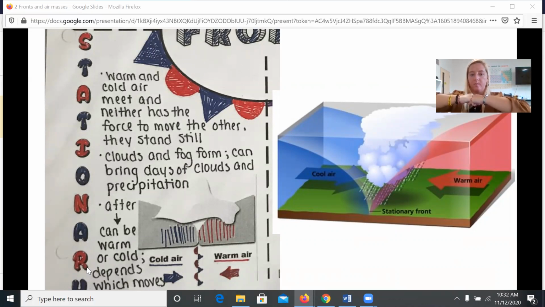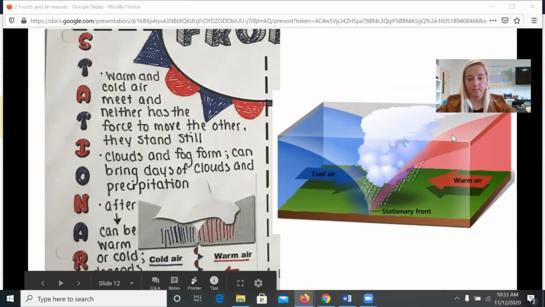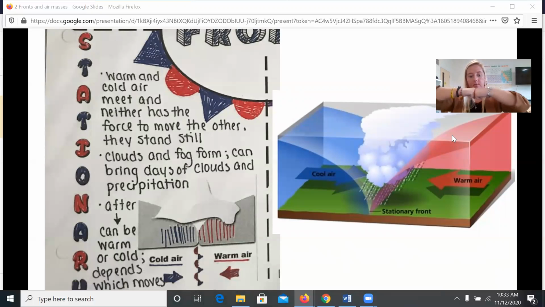For our symbol, we have both the triangles and the red circles of both the cold and warm front symbols. So usually this will bring clouds and fog, and it can bring days of clouds and light precipitation. After, it can be warm or cold depending on what air mass is actually standing still. Okay, so they're stationary, they're stuck, they're not moving.